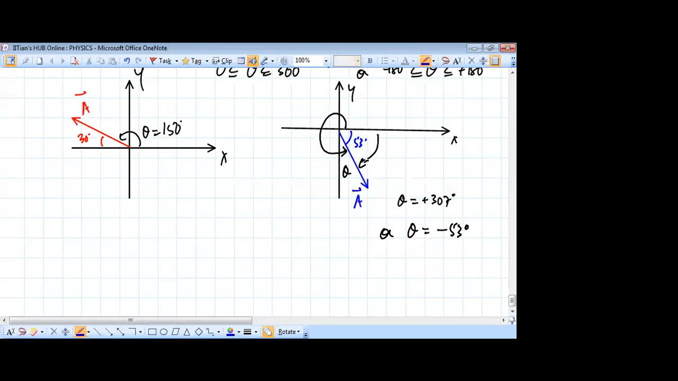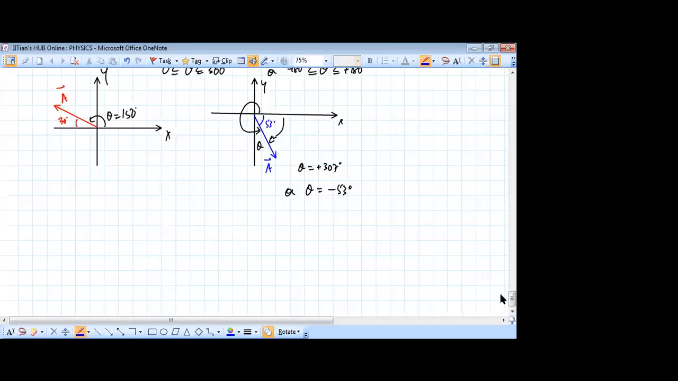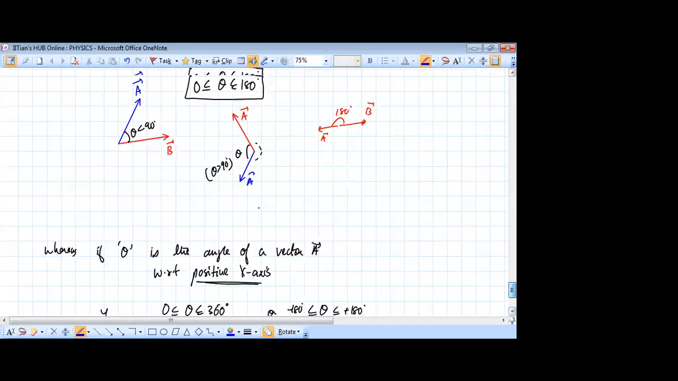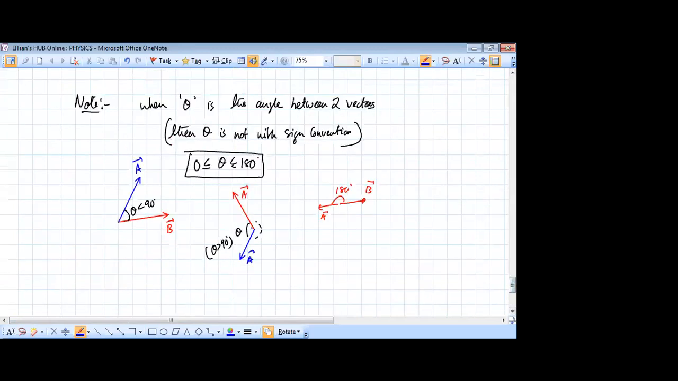Okay. Whereas when theta is the angle between two vectors, then there is no case for quadrants. It's just a matter of whether the two vectors are lying such that they are enclosing some obtuse angle, or they are enclosing some acute angle. That is the only case.